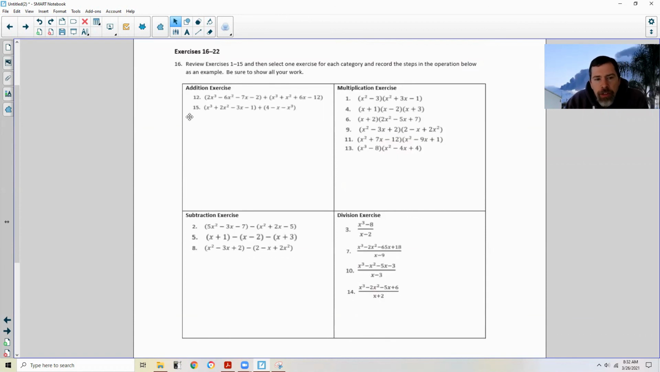So what I've done here is I've given you the numbers that pertain to addition, 12 and 15. Multiplication are 1, 4, 6, 9, 11, and 13. Subtraction is 2, 5, and 8. Division was 3, 7, 10, and 14. I'm not going to do this part for you. What you need to do is go back, watch the video, or try to do it on your own and list the steps in simplifying these operations.